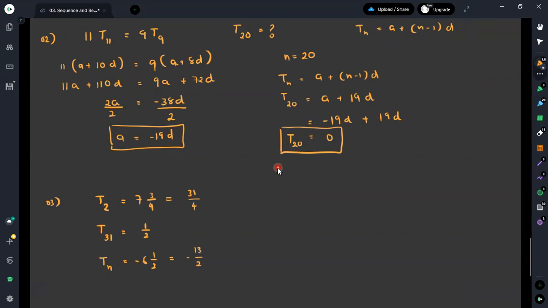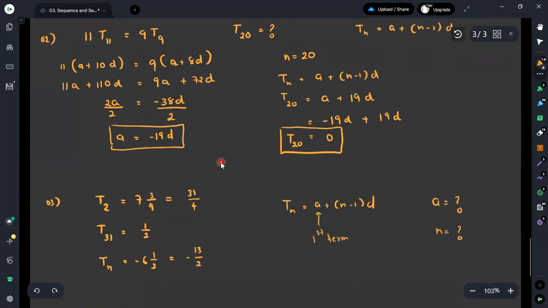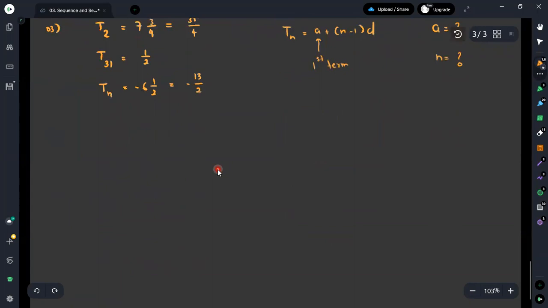Now we are asked to calculate the first term, T1, simply the first term. If I write the nth term, we are writing the general term as Tn, equal to a plus n minus 1 times d. Therefore, this a is the first term. We need to find the value of a, and thereafter the value of n as well. Then using the first two equations, we'll try to obtain some equations.